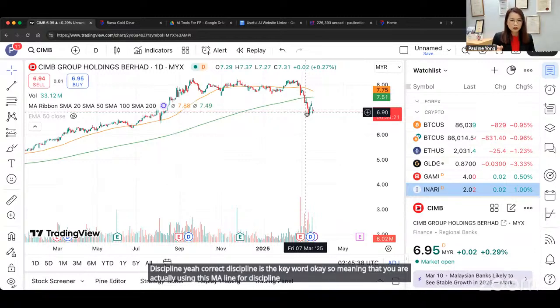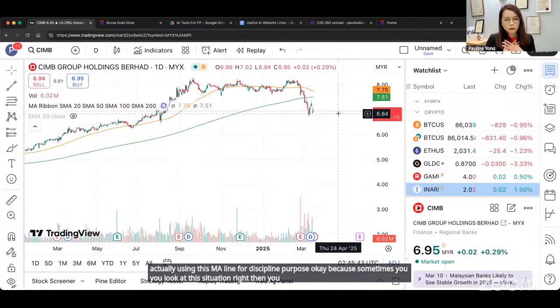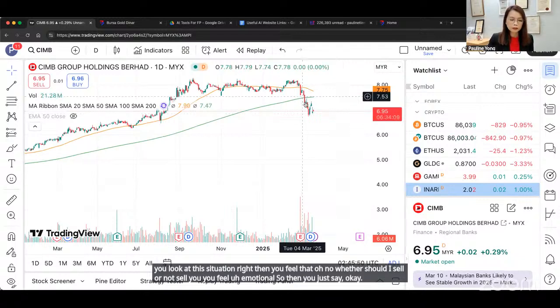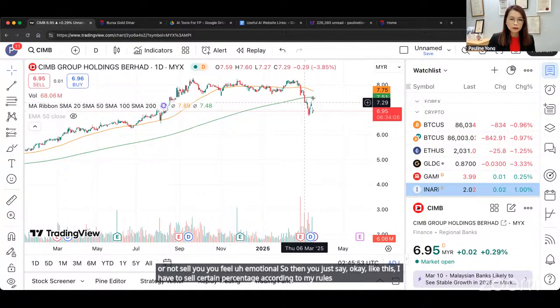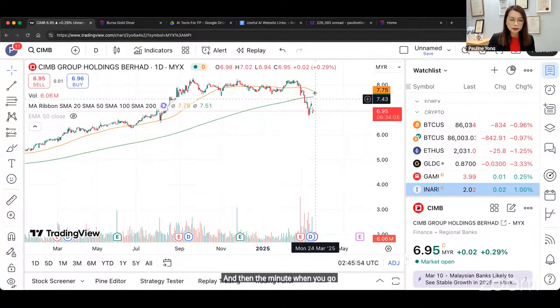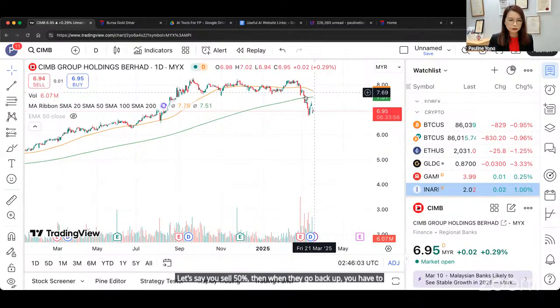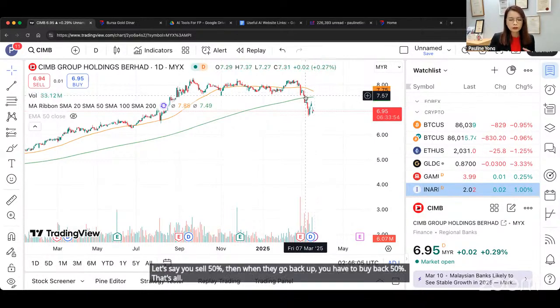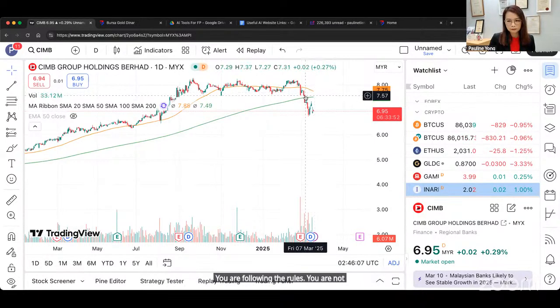Because sometimes you look at this situation and you feel, oh no, should I sell or not sell? You feel emotional. So then you just say, okay, I have to sell a certain percentage according to my rules. And the minute it goes back up again, I just have to buy back that amount. Let's say you sell 50%, then when it goes back up, you buy back 50%. That's all. You are following the rules. You are not investing emotionally.